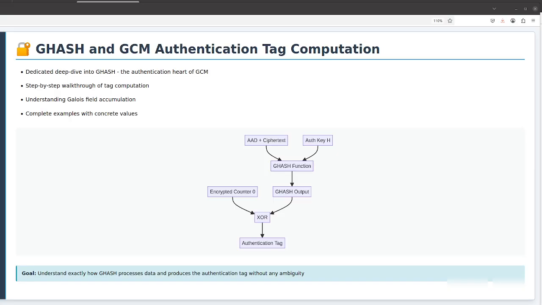By the end of this presentation, you will understand exactly how GHASH processes data, how it uses Galois field multiplication, how the accumulator works, and how all the pieces come together to create the final authentication tag. We will work through multiple concrete examples with real numbers so there is no ambiguity.